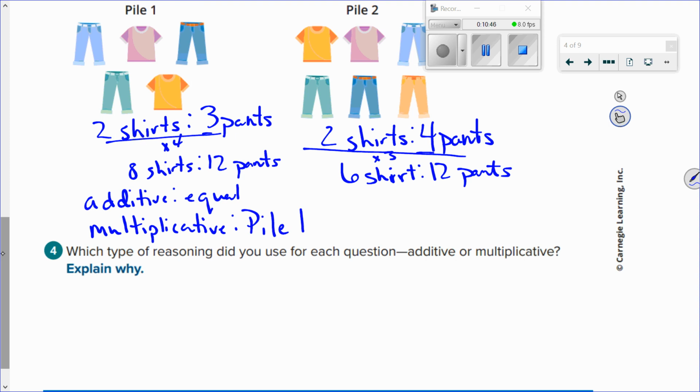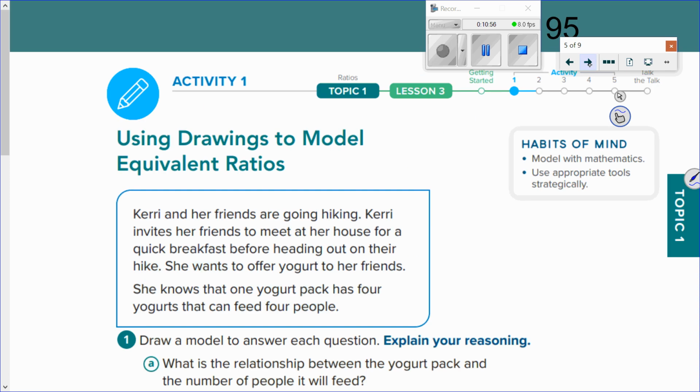Any questions on what we did on this first page? Okay, let's go ahead and turn the page. We're on 195.